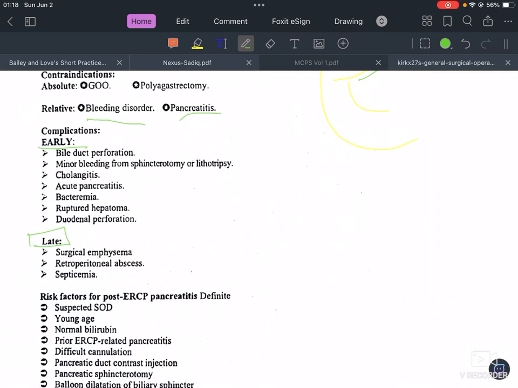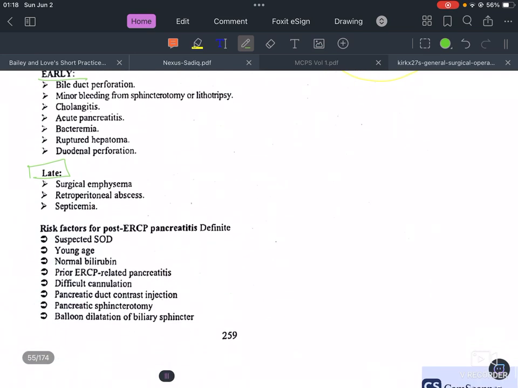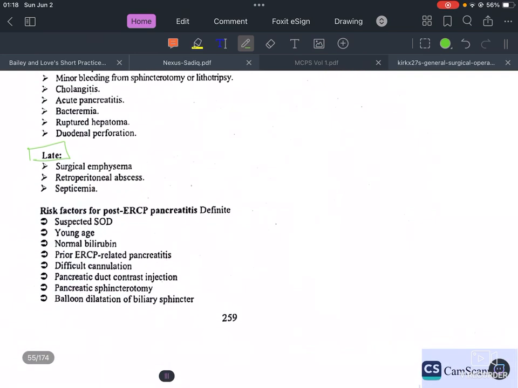So it is very important. Bile duct could be perforated, minor bleeding from the sphincterotomy. There may be chance of cholangitis, acute pancreatitis, bacteremia, ruptured hematoma, and duodenal perforation. Late: surgical emphysema, retroperitoneal abscess, septicemia. Risk factor for post-ERCP pancreatitis: definite.